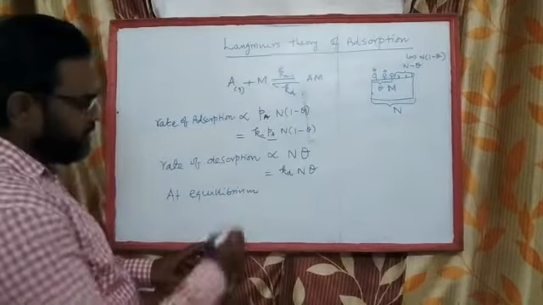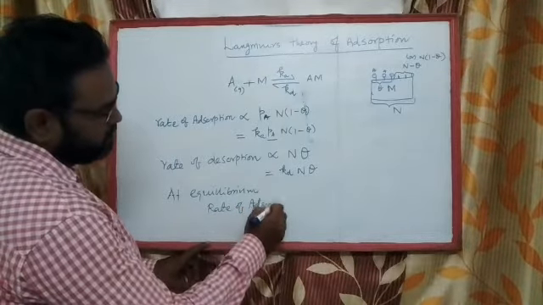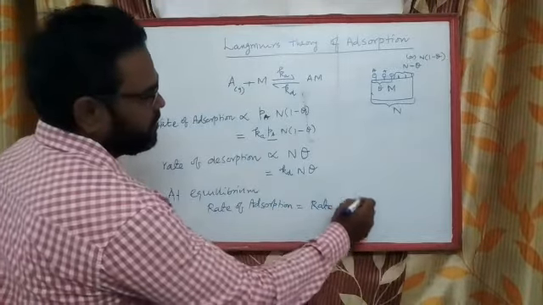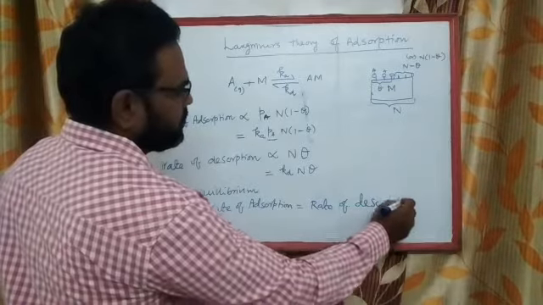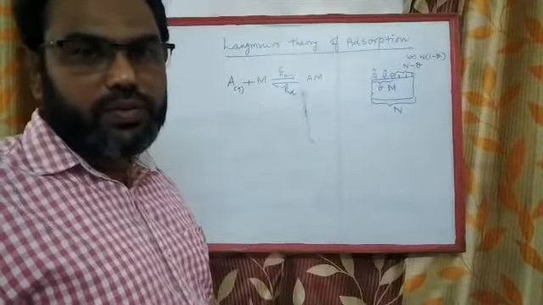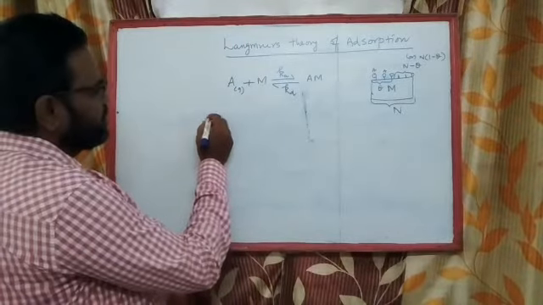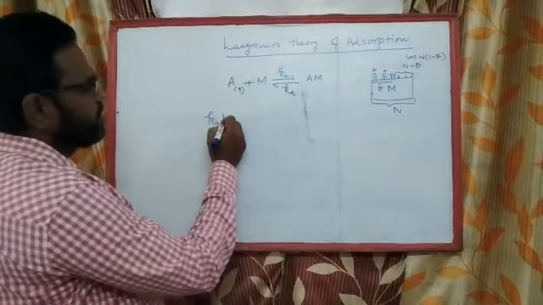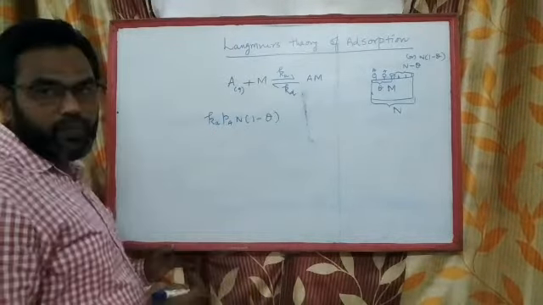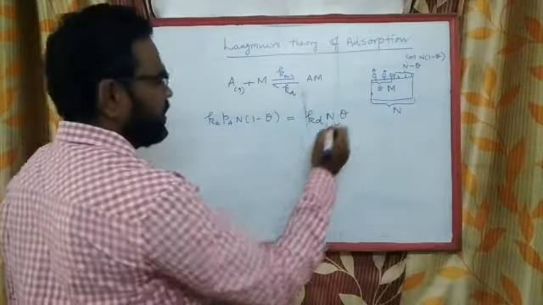At equilibrium, the rate of adsorption is equal to the rate of desorption. Rate of adsorption is equal to the rate constant of adsorption, Ka, times pressure Pa, times (1 minus theta). Rate of desorption is equal to Kd times theta.